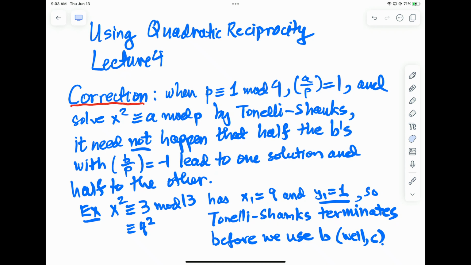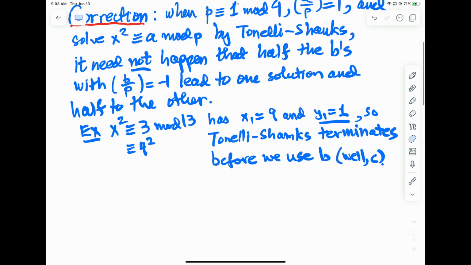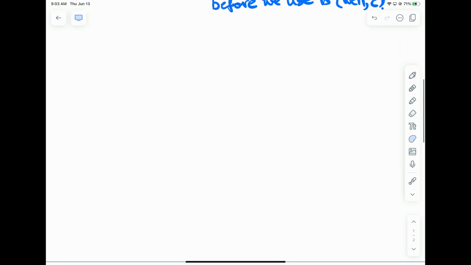9 is minus 4 mod 13, so 9 squared and 4 squared are the same. They're both equal to 3. So the Tonelli-Shanks algorithm terminates, and you're not even going to use the B. Any B you pick, you're going to get the same answer because it in fact plays no role. So what I said yesterday was not correct. All right. Moving on.